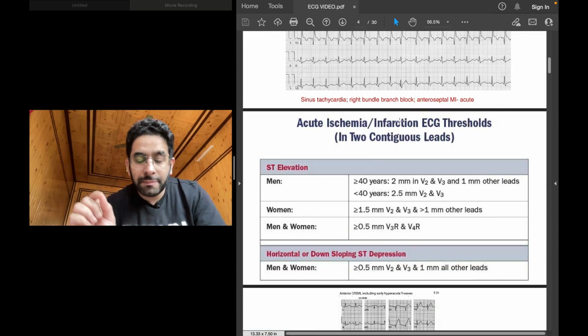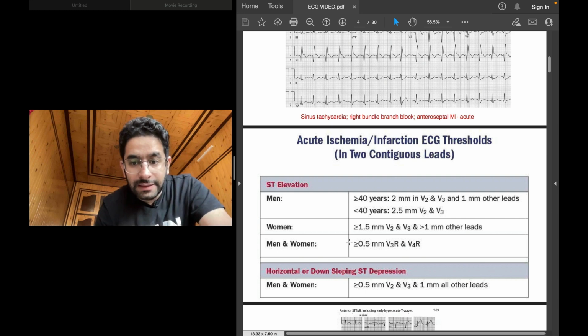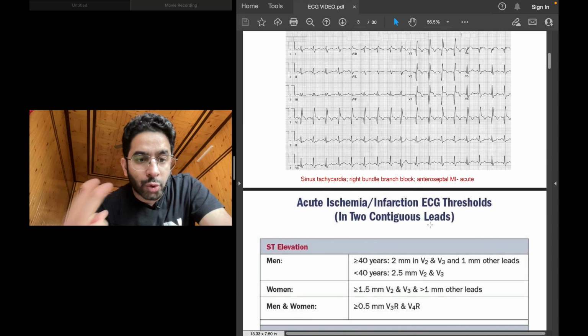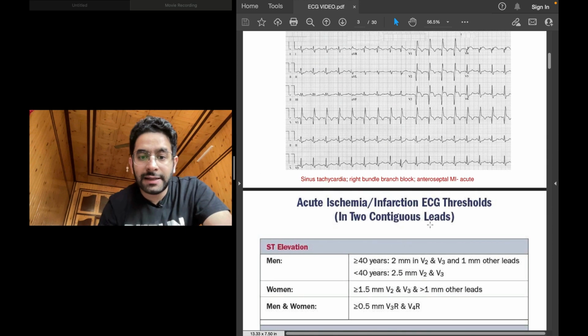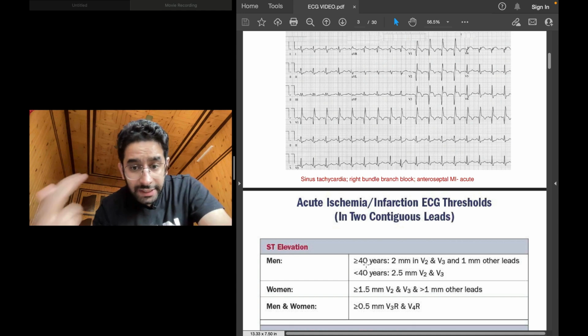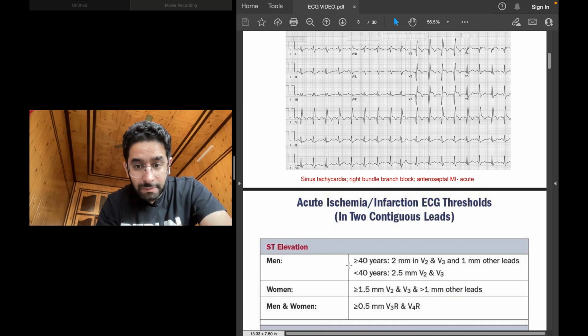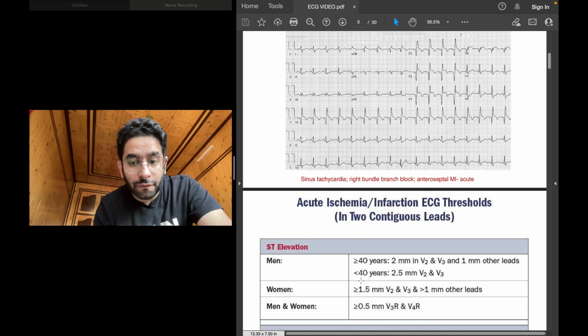Now, what I want you to remember is the cutoffs for labeling something as ST elevation, right? So remember, for all leads except V2 and V3, the cutoff is 1 millimeter. That's it. You need to know 1 millimeter ST segment elevation in 2 or more contiguous leads. The exceptions are leads V2 and V3. Now in those two leads, you have different cutoffs for men and for women, and different cutoffs for men if they are less than 40 years old or more than 40 years old. So for example, men more than 40 years, the cutoff for ST elevation in V2 and V3 leads is 2 millimeter. For men under 40 years of age, the cutoff is 2.5 millimeter.